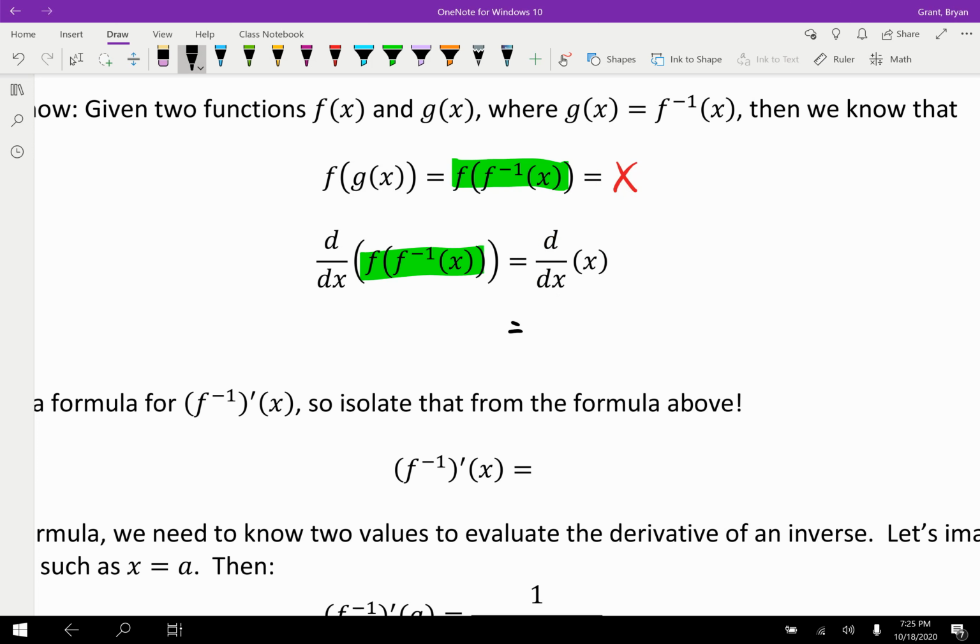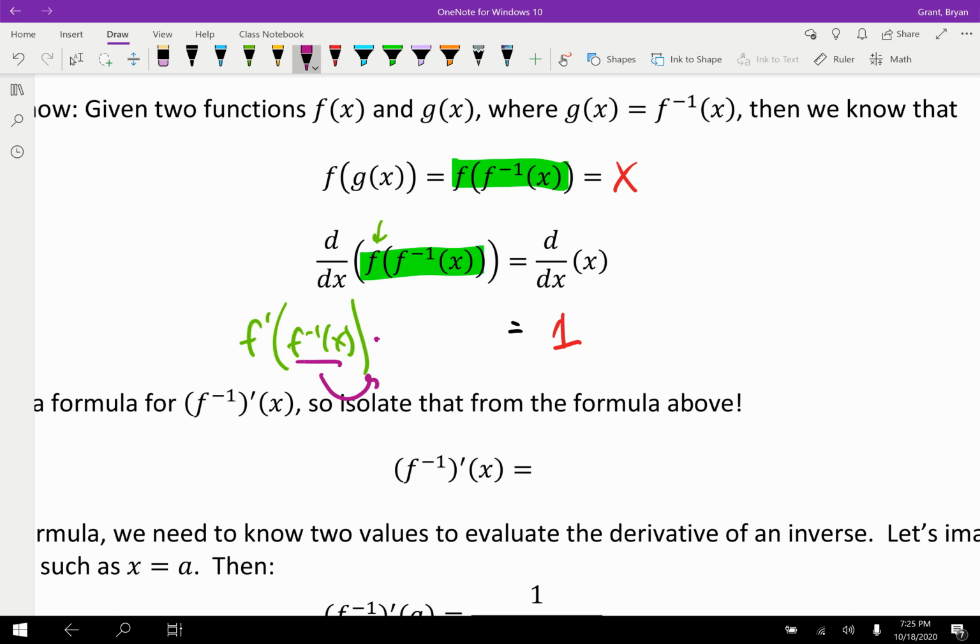And what do we get? Well, of course, the derivative of x is 1. Nothing bad here. How do we do the derivative of this guy? Well, I'll do it in green. We have an outside function, so we need to do the derivative of that first, and of course leave the inside the same. But then, because we left the inside the same, we need to multiply by the derivative of the inverse.